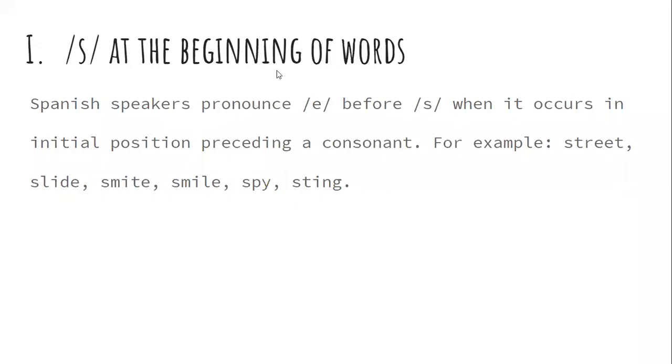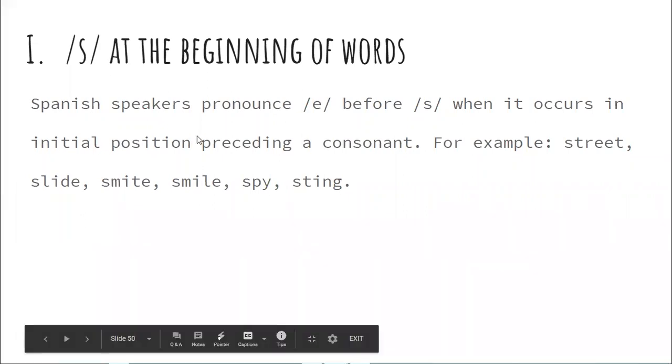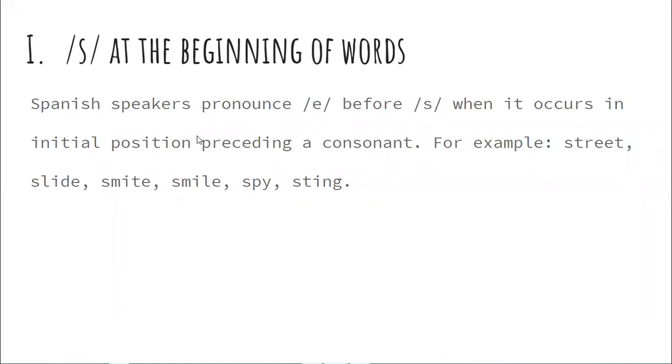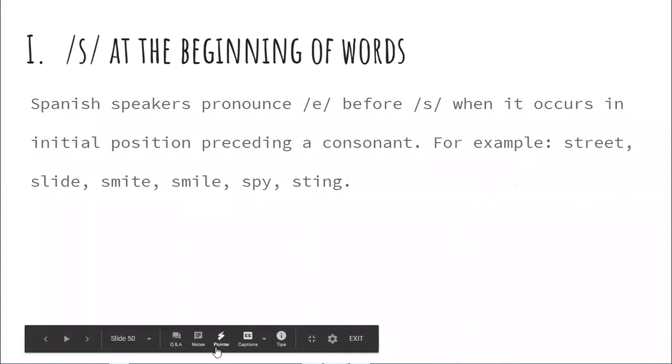So what we're going to do is start with an easy one, which is the pronunciation of S at the beginning of words. As mentioned, Spanish speakers usually have this idea of pronouncing an E before an S, in the preceding position. For example, some Spanish speakers will say a street instead of street. Some people will say a slide or a smile, a spy, a sting, which is incorrect. Martuco, can you help us with the correct pronunciation of these words? How would you say them?